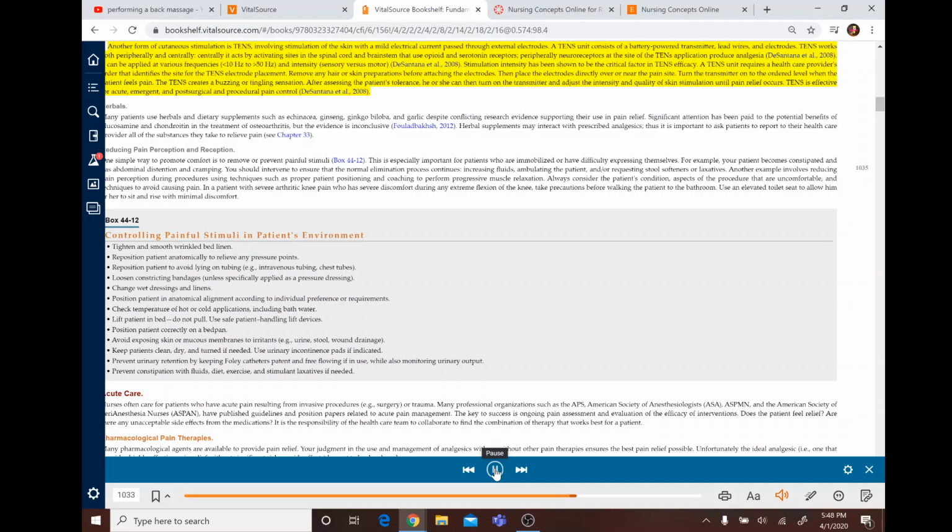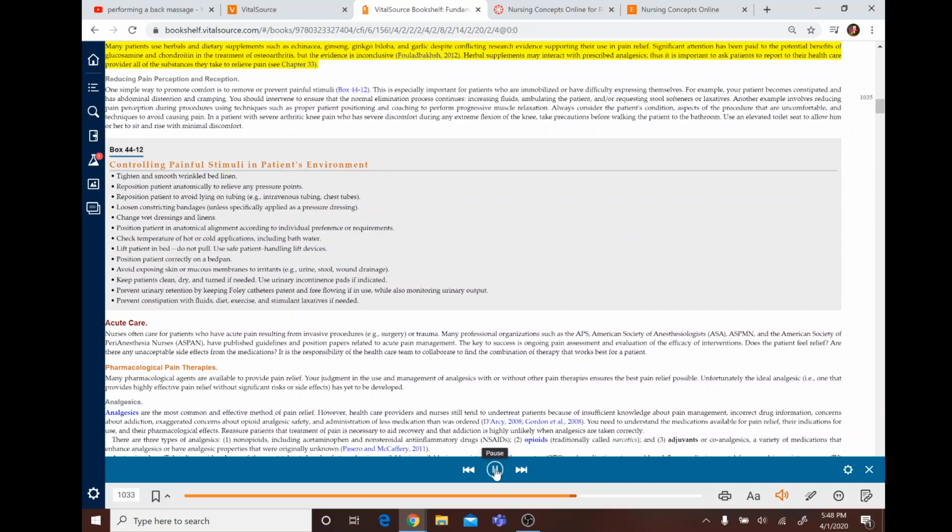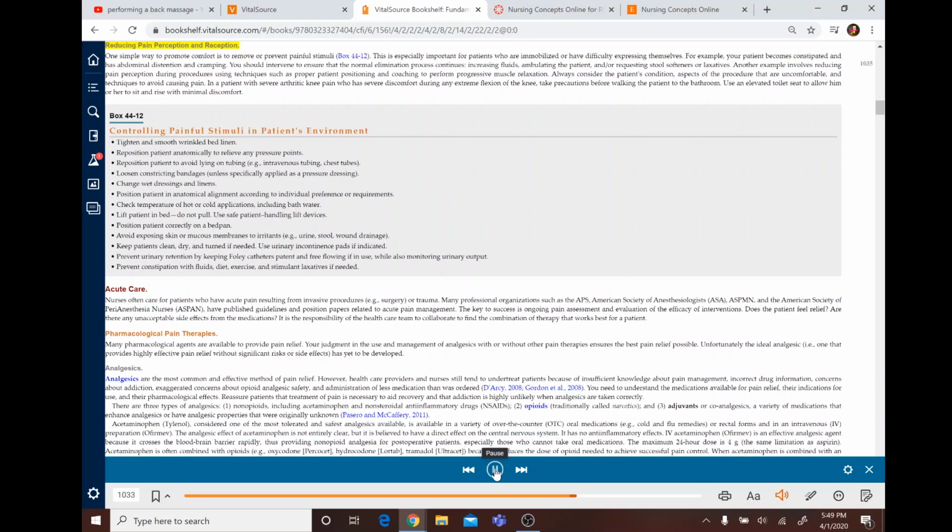Descriptive 2008. Herbals. Many patients use herbals and dietary supplements such as echinacea, ginseng, ginkgo biloba, and garlic despite conflicting research evidence supporting their use in pain relief. Significant attention has been paid to the potential benefits of glucosamine and chondroitin in the treatment of osteoarthritis, but the evidence is inconclusive. Falad Bakshir, 2012. Herbal supplements may interact with prescribed analgesics, thus it is important to ask patients to report to their healthcare provider all of the substances they take to relieve pain. See Chapter 33.